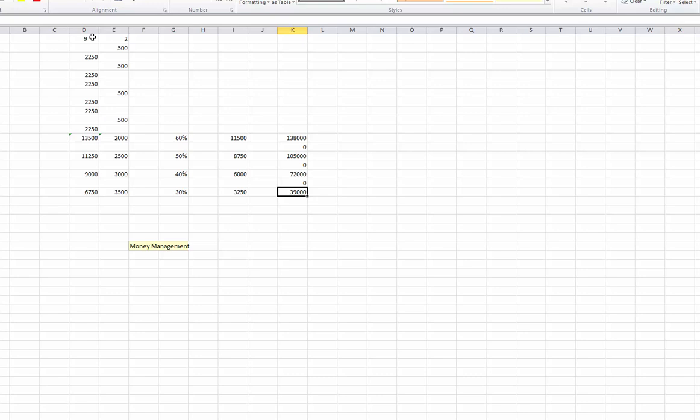So the name of the game is to take trades that have a high probability of winning and have a reward risk ratio over 4 to 1, preferably 4.5, 5 to 1 in most cases.